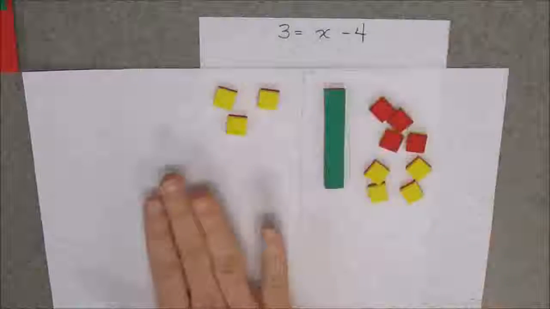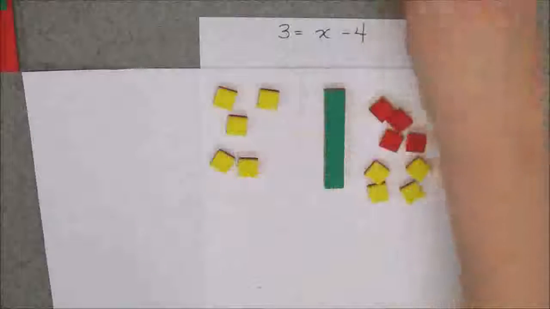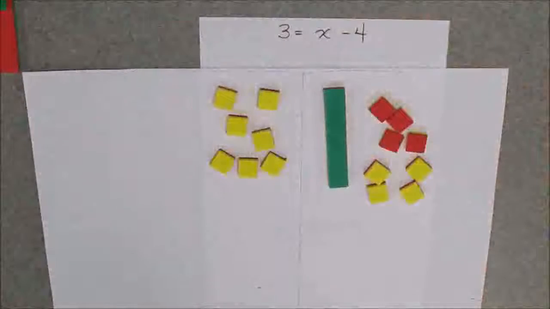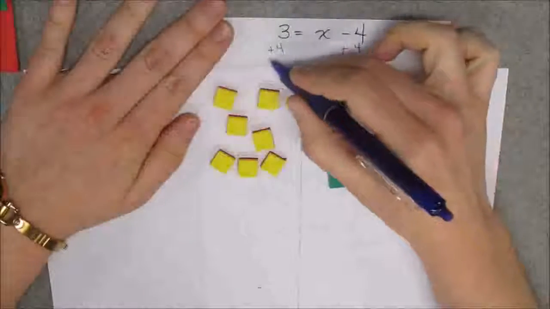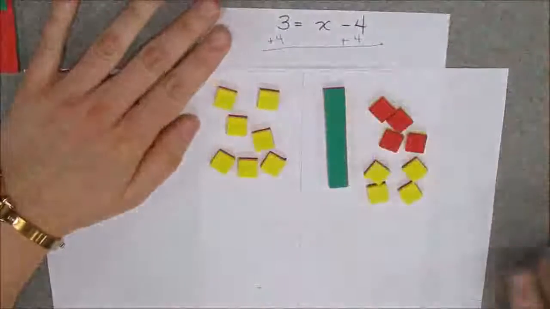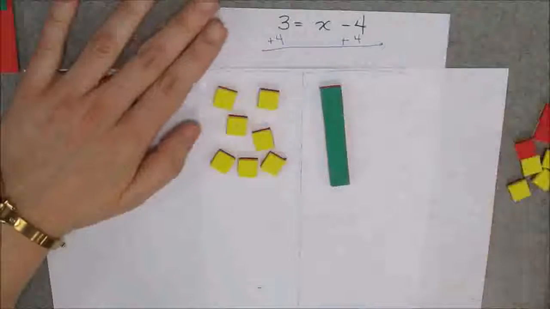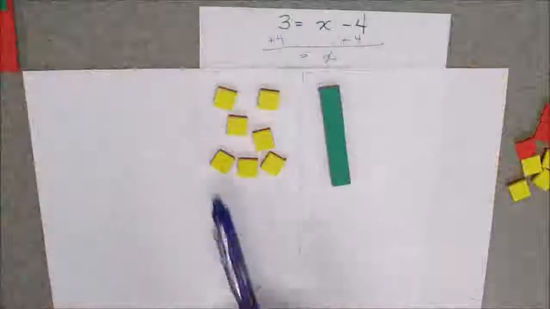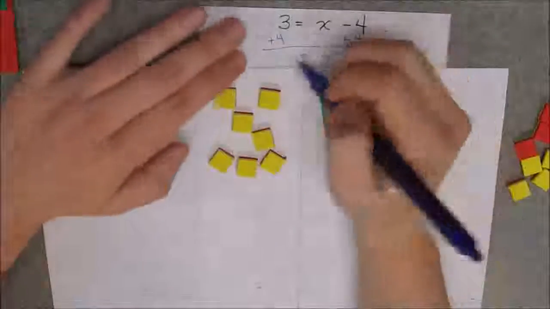What I do to one side, I have to do to the other to keep it equal in our equation. So I have 1, 2, 3, 4. I just added 4 positives to both sides. I need to remove any zero pairs that I have. I have 4 zero pairs on the right side. So I'm left with just x, and that's going to equal 1, 2, 3, 4, 5, 6, 7 yellows, which is positive 7.